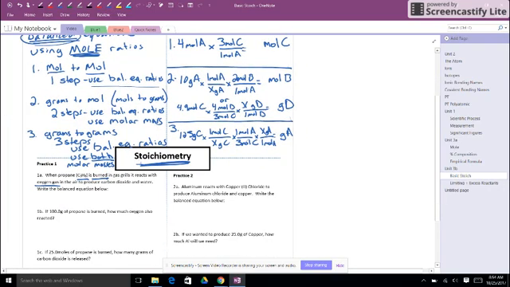Now, the second type of problem was going from grams to moles, or moles to grams. If we're going from grams to moles or moles to grams, this is always going to be a two-step problem, two conversion factors. We're going to use the balanced equation ratios always, and then we're going to use one of the molar masses.